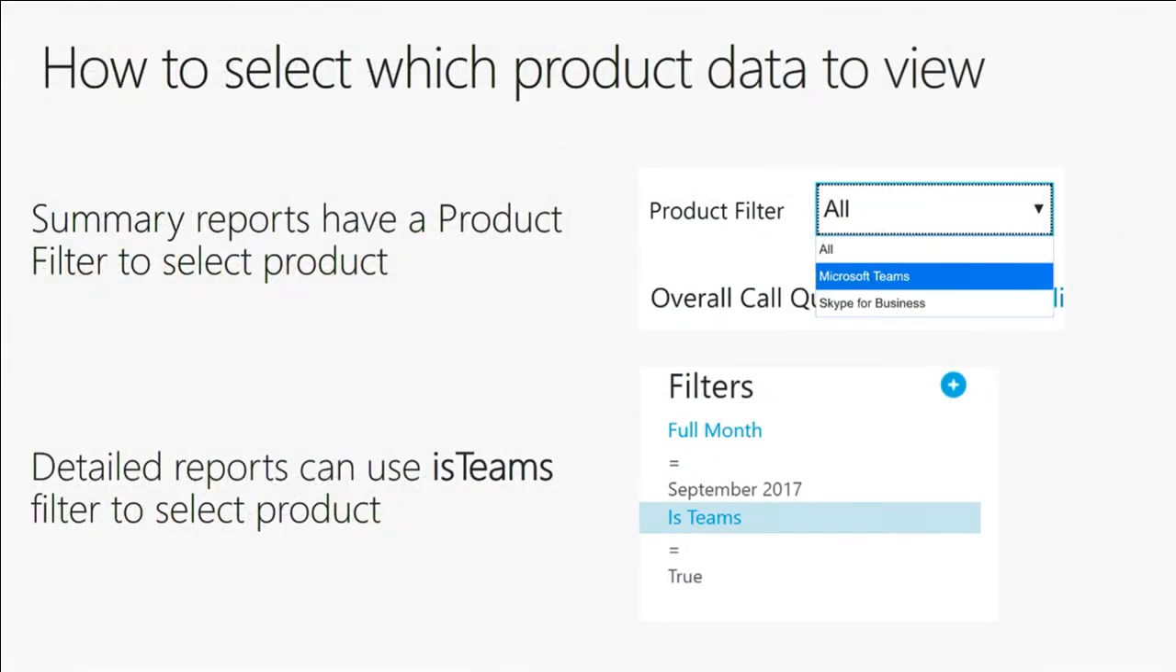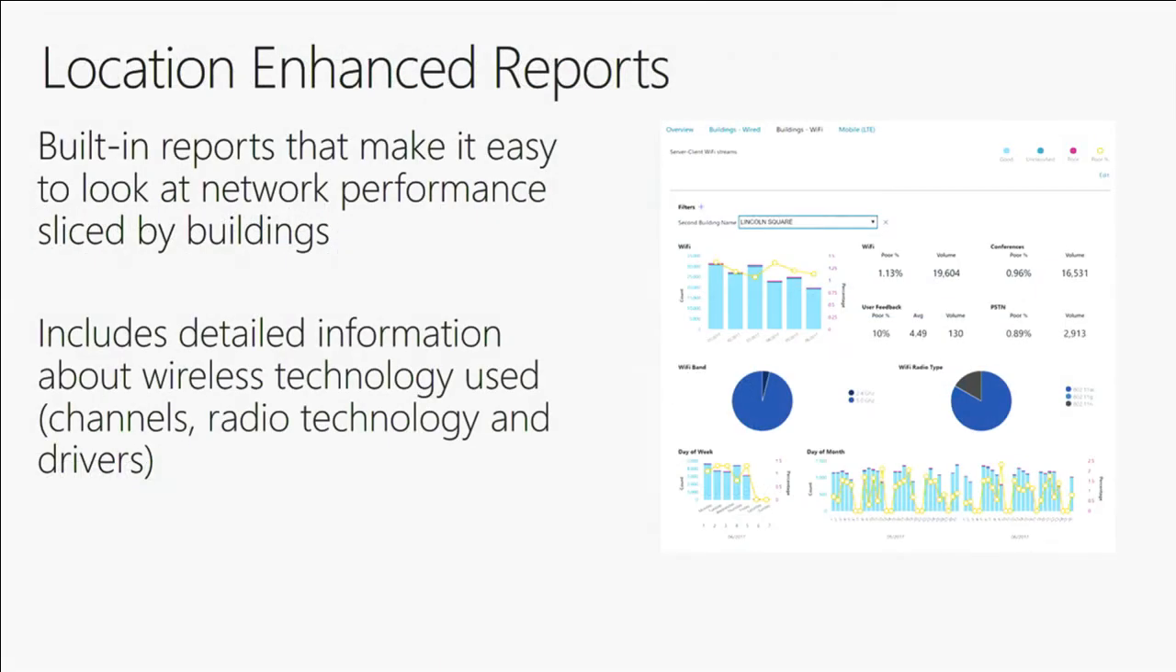We talked about how to select which product to view. I didn't show it, but there's a dimension called Is Teams, and that's what that product filter box is leveraging. So if you build your own custom reports and you want to look at only Teams data, you set it to true, you see Teams. You set it to false, you see Skype for Business. Because it's a dimension, you can set it to true and false, and that would cover all. So you've got that capability if you're building your own custom reports.